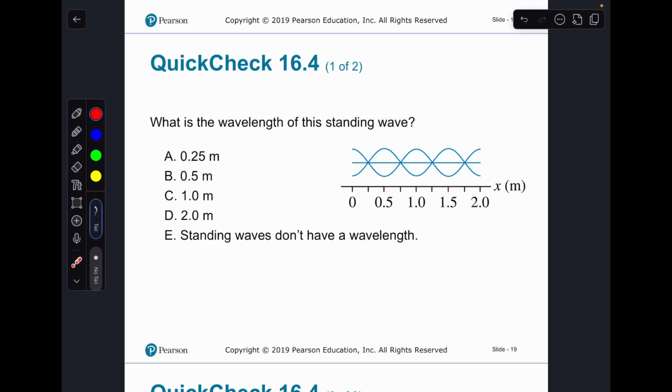Another thing you can do is you can certainly trace one wave out of here. So if we start up at a maximum here, and then when we return to that point, that's going to be 1 wavelength. And as you can see, that equals 1 meter.